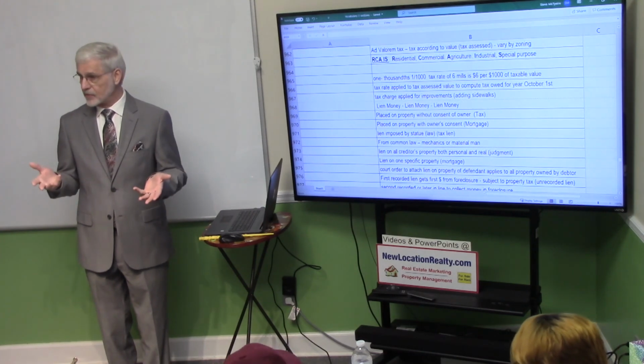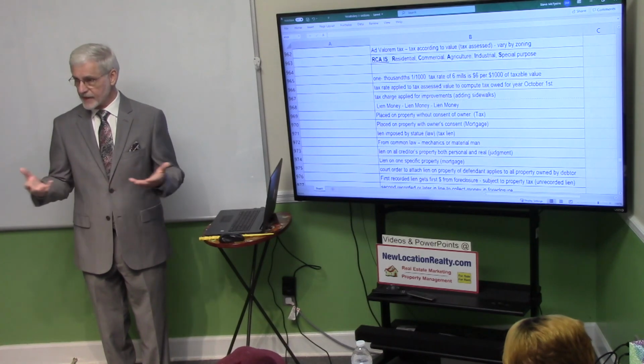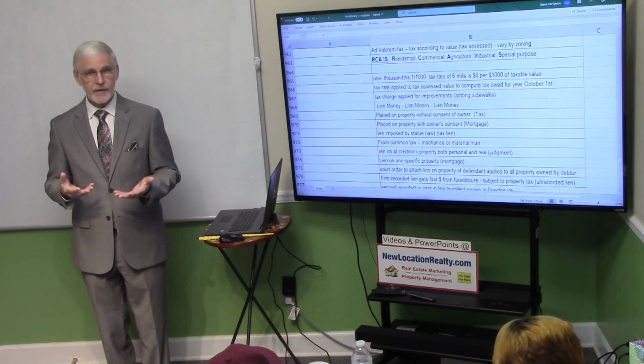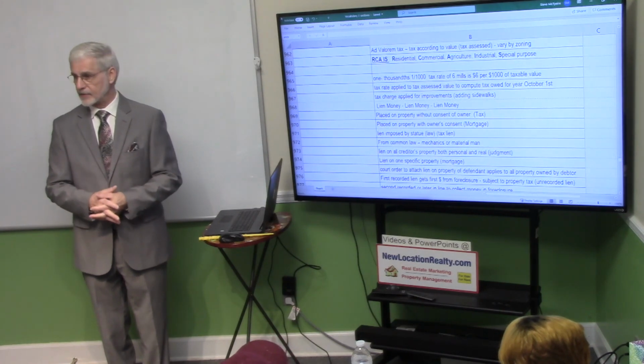The assessed value is not appraised value. Sometimes it'll be close. They use a bulk system to come up with a value for all the houses in that area and just say, okay, well, all of them are going to be about this.